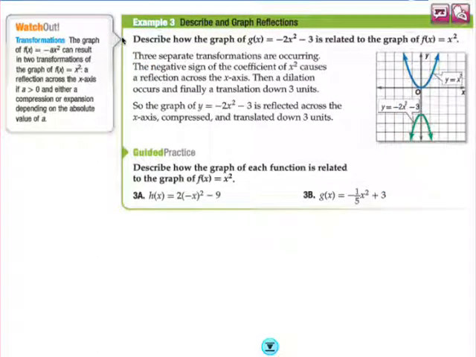So if we look at this one, describe how the graph of g of x equals -2x squared minus 3 is related to the parent function. So that's a few things happening, okay? It says there's 3 separate transformations. We know that because we have a negative, we have a coefficient, and we have a number afterwards. So the negative sign causes a reflection. That's 1. Then we have a dilation and a translation down. Okay, so it's reflected across the x-axis, compressed, and translated down. All 3 of those things.